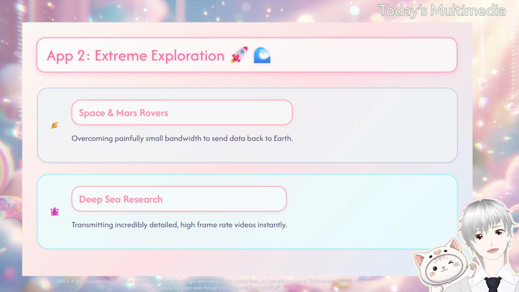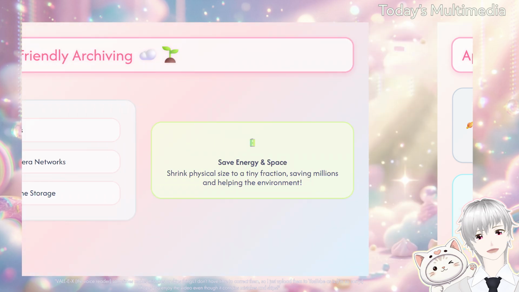of resources. By using this inner-conditioned diffusion compression, space agencies could transmit incredibly detailed, high-frame rate videos of alien landscapes or deep-sea creatures using the tiny bandwidth they currently have. This means scientists on Earth will get to see smooth, clear, and highly detailed footage almost instantly, drastically speeding up scientific discoveries and giving us breathtaking views of places we have never seen before.